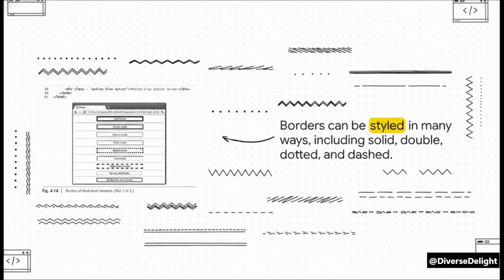And you can get super creative with just the border alone. I mean, as this slide shows, it doesn't have to be some simple solid line. You can make it dotted, dashed, a double line. You can even create these cool 3D effects like groove or ridge. It's a really powerful tool for visual design.